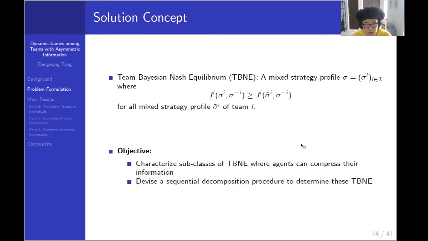So in this work, we have 2 objectives. First, to address the challenge of increasing domain of strategies, we would like to characterize a subclass of team Bayes Nash equilibrium where the agents can compress their information. And to address the interdependence of decision and information over time, we would like to develop a sequential decomposition procedure to decompose the game into subproblems so that we have the hope to determine such an equilibrium.